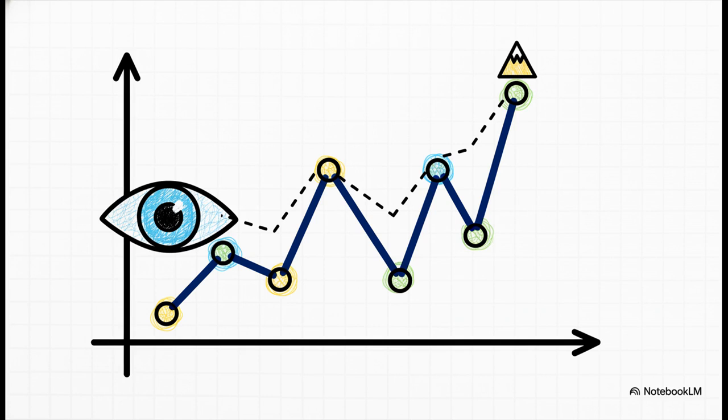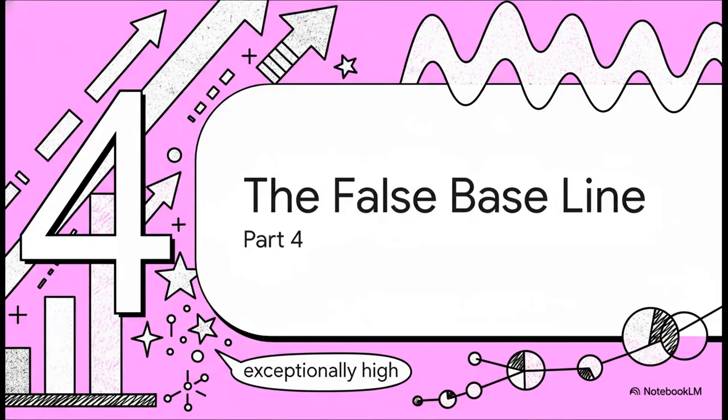As your eyes track the line going up and down, you immediately grasp the highs, the lows, and the overall historical trends without having to read a single spreadsheet cell. It's the difference between staring at 30 days of random temperature readings and instantly seeing a visual story of a massive sudden winter freeze. Okay, part 4, the false baseline.